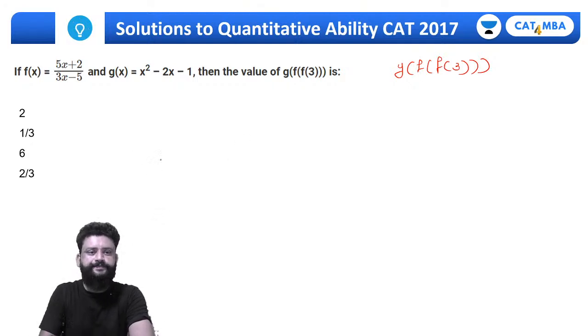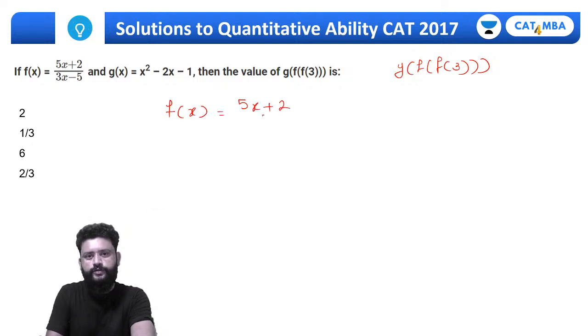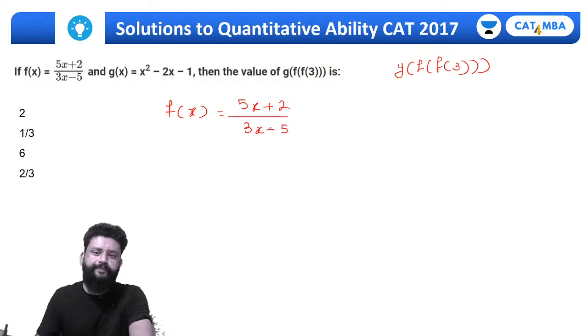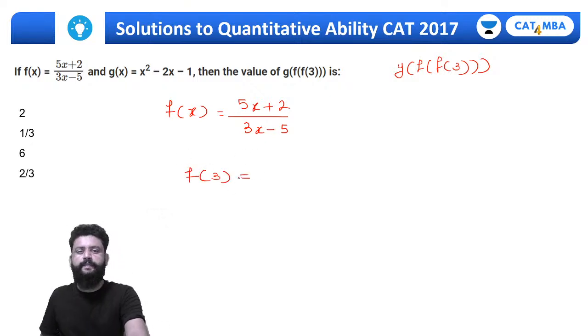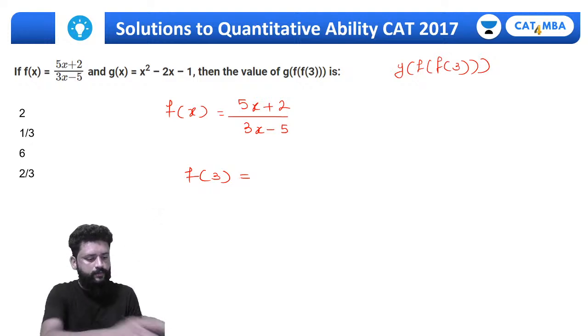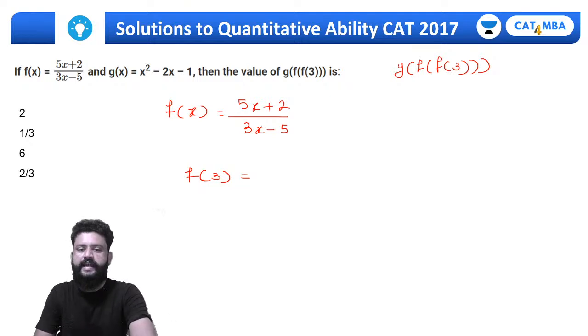Okay, f of x is 5x plus 2 divided by 3x minus 5. Can you just tell me what is the value of f of 3? f of 3 means we have to put 3 in place of x, that's it. Yes, that's it, right Jagdeep?